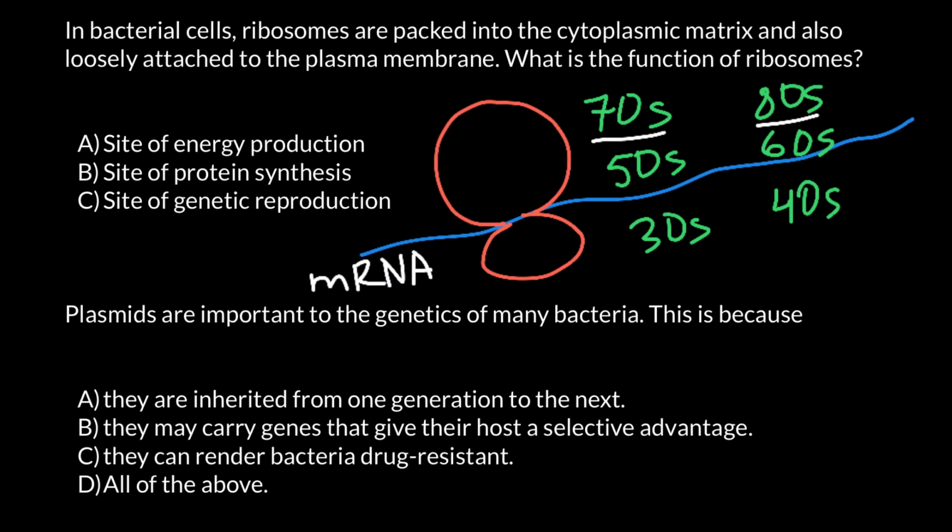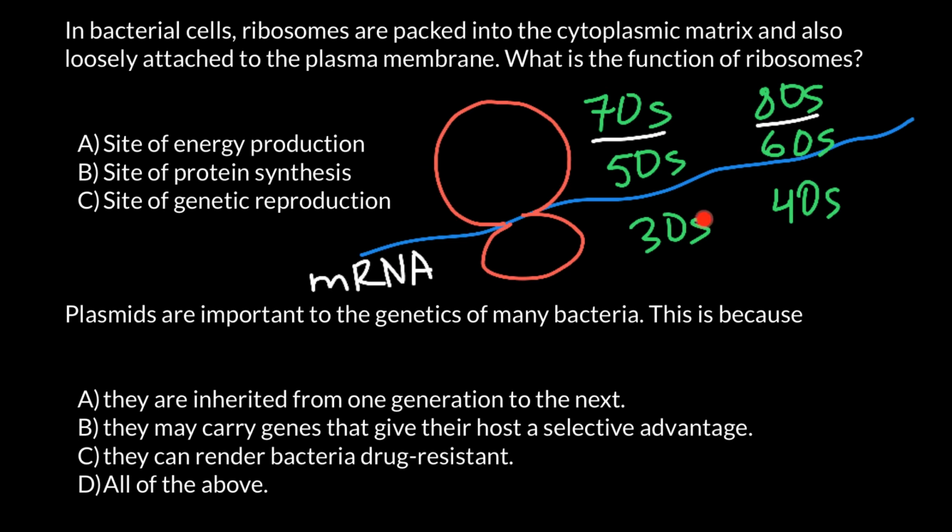Some of the students think that these numbers stand for the mass of the subunits, but this is not actually so. These numbers stand for the movement of these subunits when we centrifuge them, the speed of movement. What factors influence the speed? First of all, weight. Second, the shape of the subunit, and third, density.